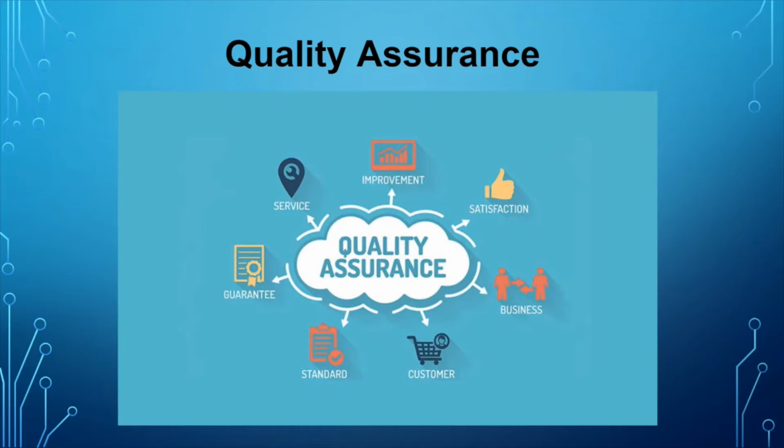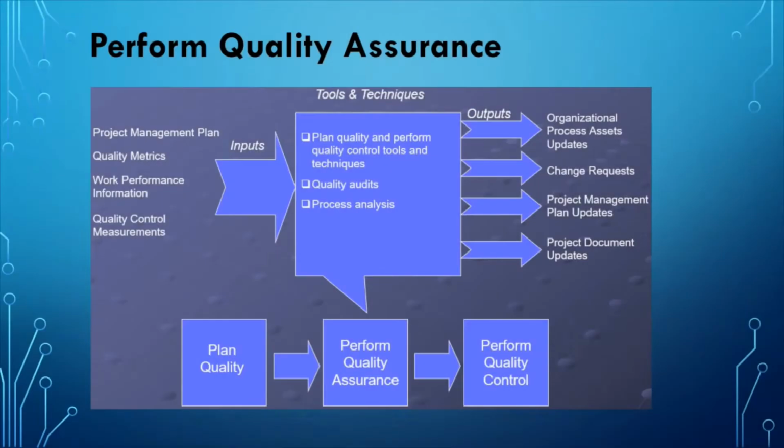Now we will see how to perform quality assurance. While doing quality assurance, we use several tools and techniques, such as plan quality and perform quality control tools and techniques, then quality audits and process analysis. While doing quality assurance, we need some inputs: the project management plan, quality metrics, work performance information, and quality control measurements. It produces some outputs: organizational process asset updates, change requests, project management plan updates, and project document updates.